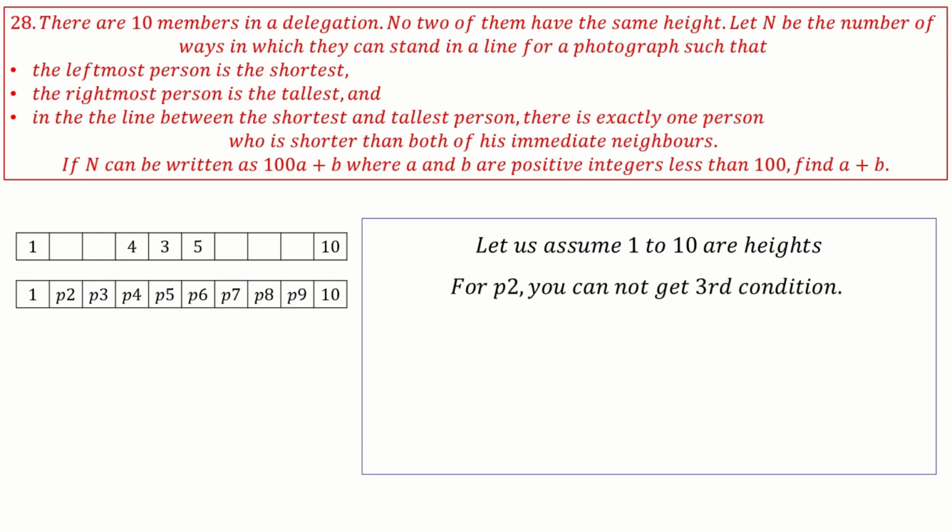So for P2, what happens? P2 cannot get the third condition. Why? Because 1 is always to the left of P2, and 1 is the smallest height, so it is shorter than any number. You cannot find any height at P2 which will satisfy the third condition, because you cannot have two neighboring taller persons when 1 is always shorter than any person. So P2 is only one way. P2 is fixed, there is nothing else possible here.